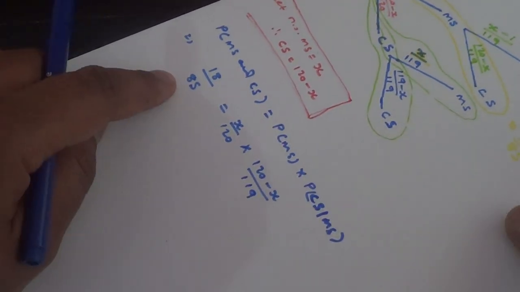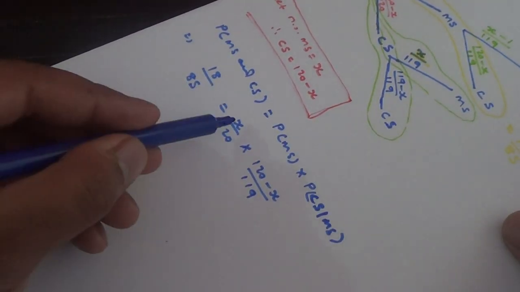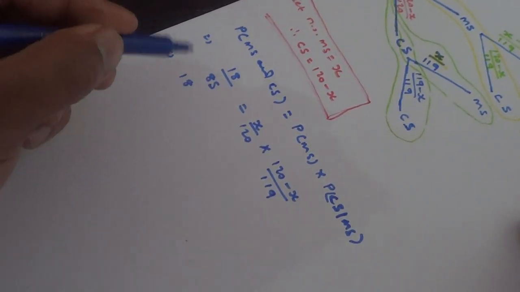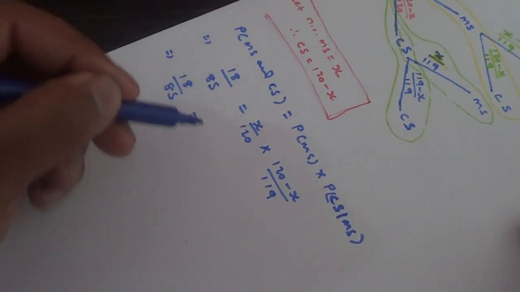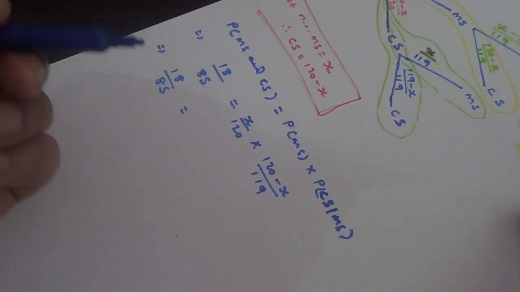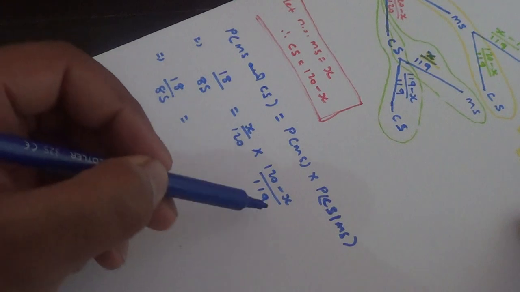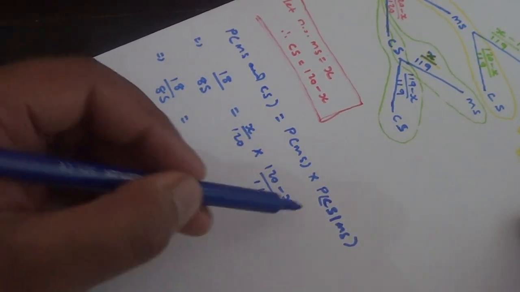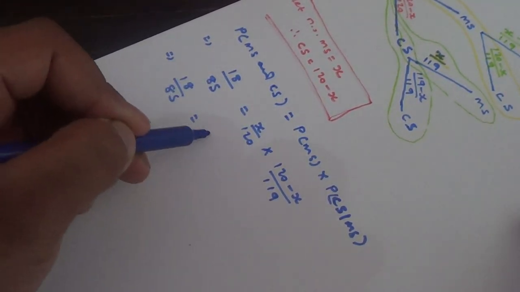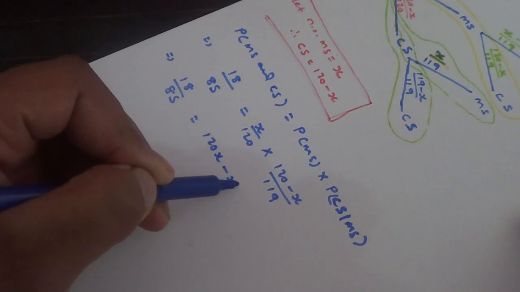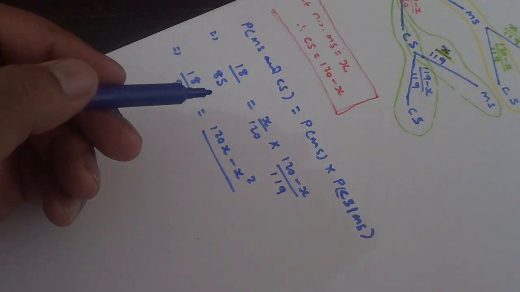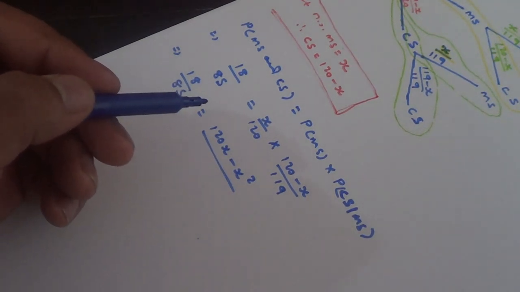Now we know that we have a nice equation here to work with. So what I'm going to do, I'm going to first sort this one out. 18 over 85 equals. Remember, BODMAS says you have to first deal with multiplication or division. Now here I don't see any factors that can cancel out. So what I can do is simply multiply numerators and denominators. So here I'm going to have 120x minus x squared over 120 multiplied by 119.